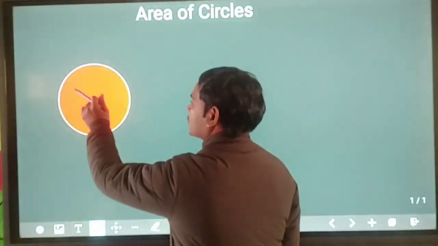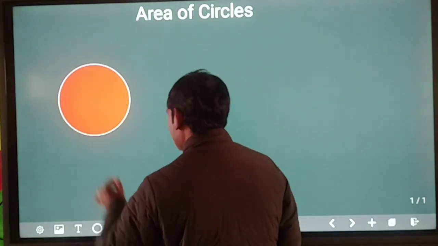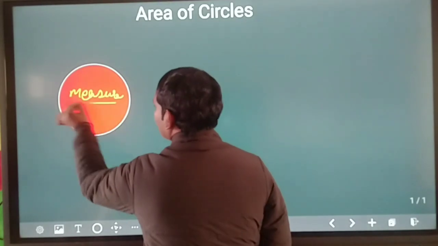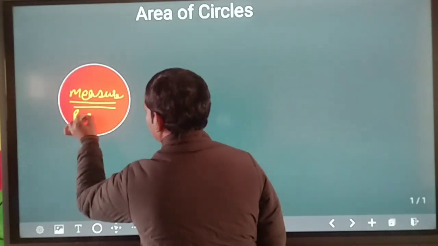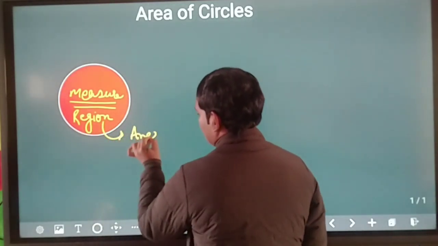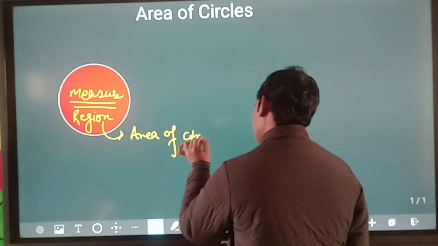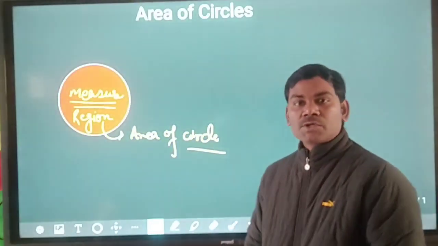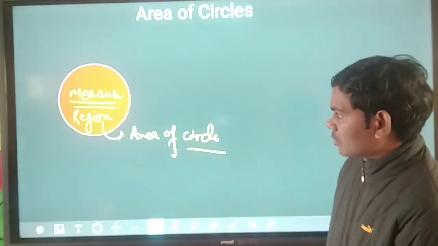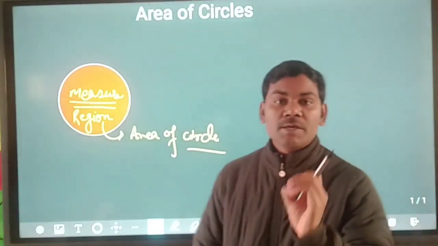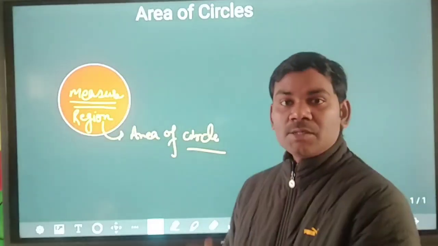So when we find the measurement of this red portion, this region is termed as the area of circle. I hope the idea about the area of circle is clear. The area means the region which lies inside the circle.